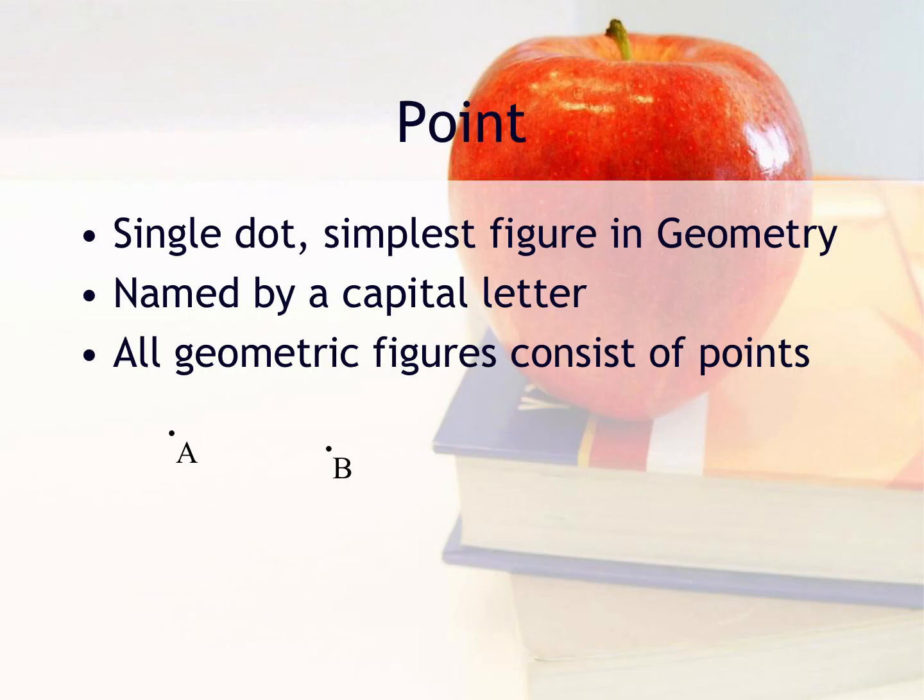So the first thing we're going to do is define what a point is. And a point is a single dot. It is going to be the simplest figure in geometry. It can be named by a capital letter. And all geometric figures that we're going to talk about this year consist of, or are made up of, points. So in the picture here, I have 2 points that are labeled. When you see the capital letter, you're also going to see a little dot next to it, indicating that it is a point. Now, a point has no dimension and no size.